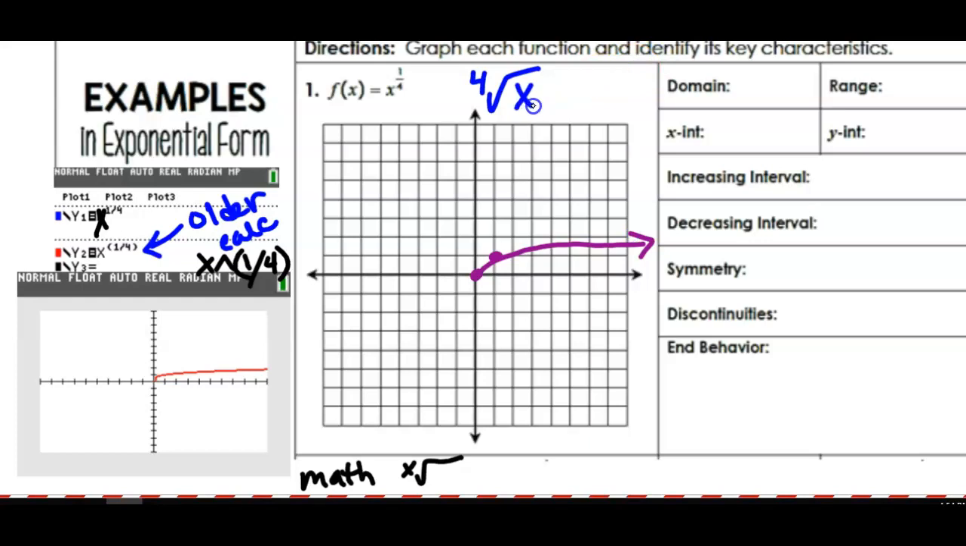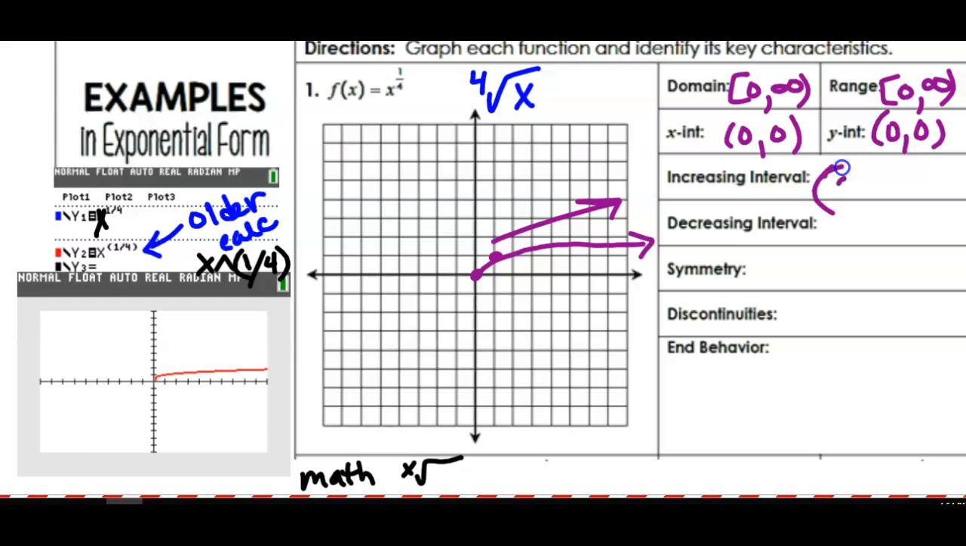You can only put positive numbers in here, so this is 0 and up, and you will only get positive values out, but it will continue to grow ever so slowly. It has an x and y intercept at 0, 0. The whole thing is increasing, but it's only from 0 to the right. It's the only place it exists. So you have to give that x interval. Symmetry is none.